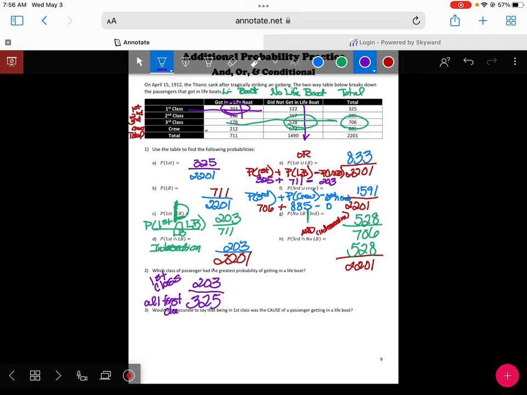All first class passengers. So on your calculators, take 203 divided by 325. Because that's how many from first class got in the lifeboat. What do you get? You get point something something. 0.6246. Okay. So if I change that to a percent, that's like 62%. So 62% of all first class people made it in a lifeboat.